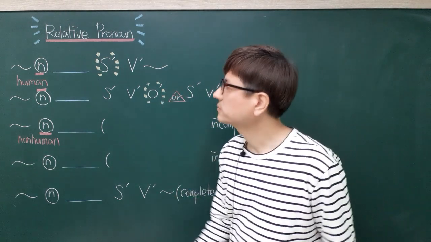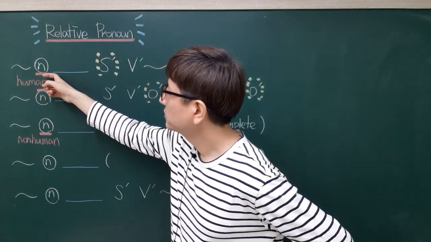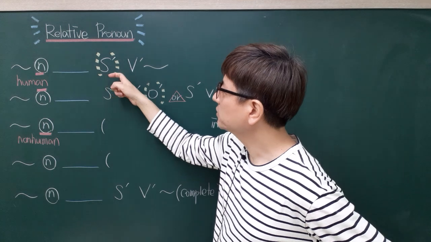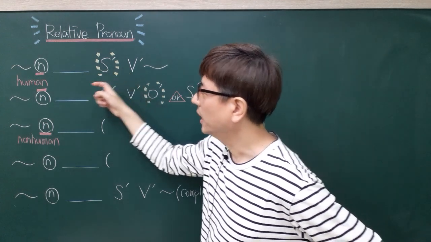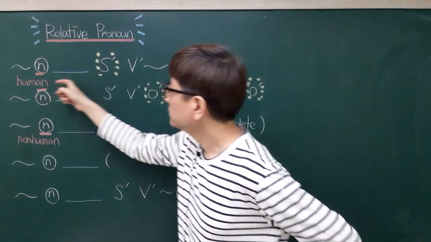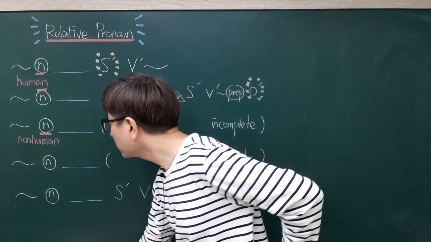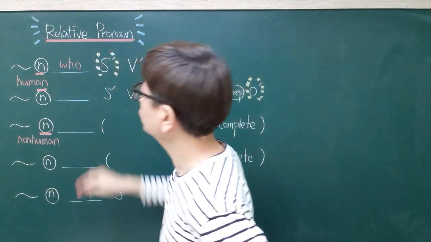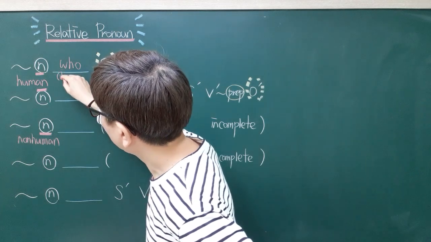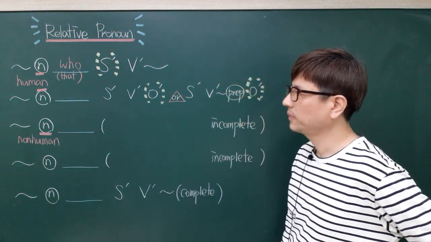Look at this. When you have human as a noun, and you don't have any subject in the sentence behind the relative pronoun, human, no subject. In this case, we should have who. That is okay as well.